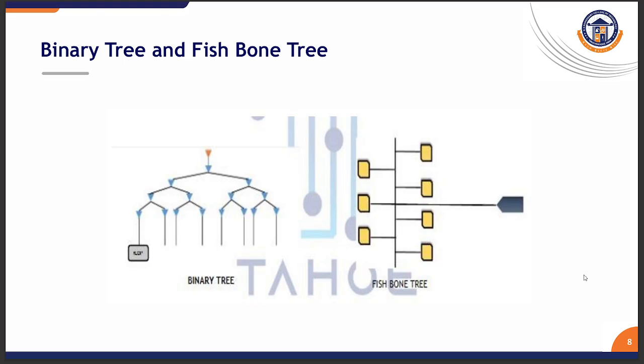And the next one is the binary tree and the fishbone tree. In the binary tree, the clock is split into two at each level, and it looks like a normal tree. It is also simple to implement. Whereas the fishbone tree has a main trunk with side branches. The main trunk connects all the side branches, and it is used when the sinks are placed linearly.